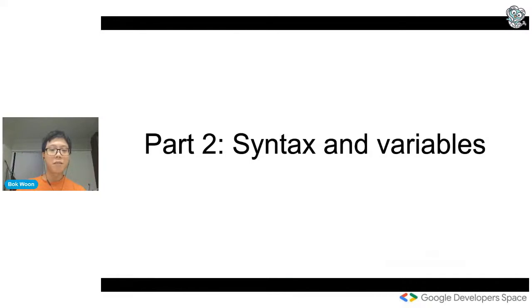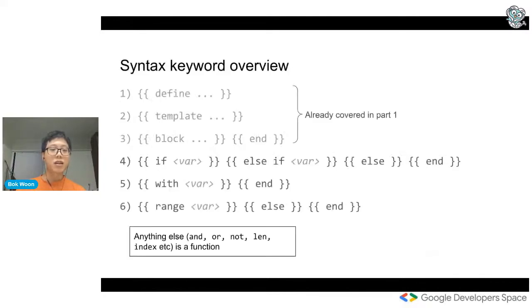Okay, so part two is syntax and variables. Go's template syntax is very minimal. There are only six keywords you have to know, and half of them are already covered in part one: define, template, and block. So that only leaves the other three: if, with, and range. Anything else that you can use in a template is a template function.